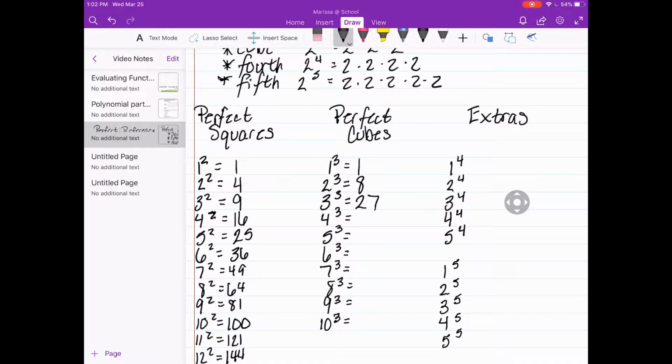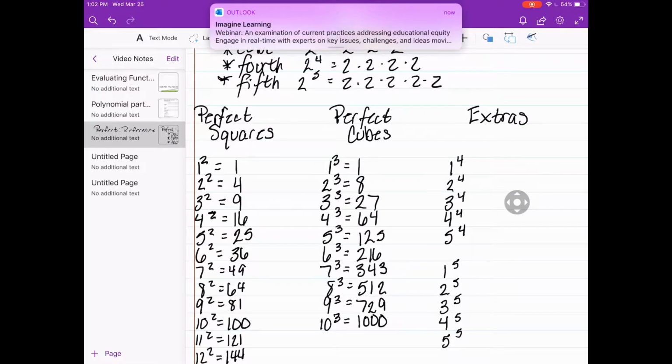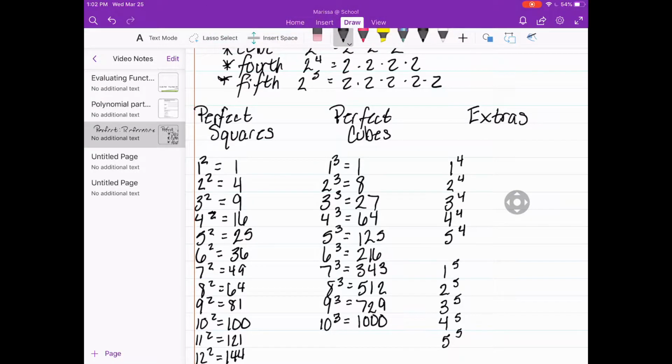And then you can go ahead and fill out the rest of these. So once you have the rest of them filled out, go ahead and check your numbers against my numbers and make sure that you have all of those right numbers down. And then you're going to do the same exact thing with anything to the fourth power and to the fifth power.